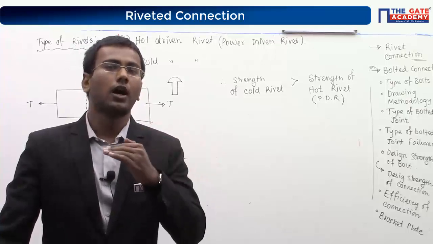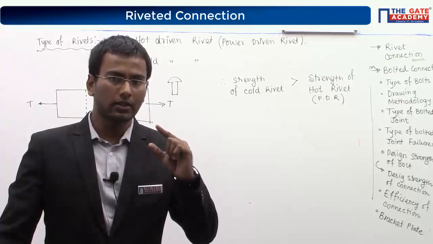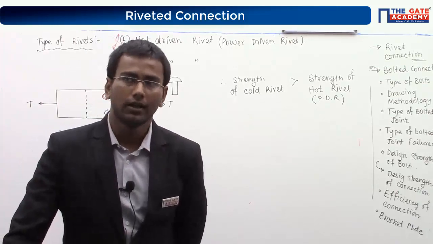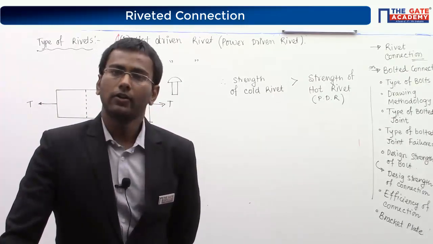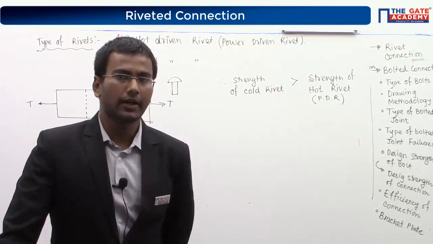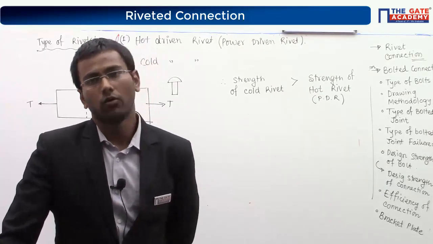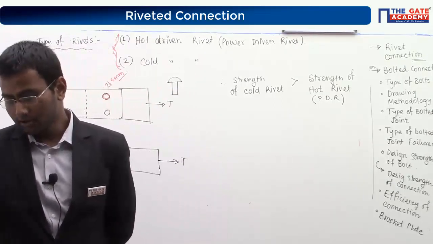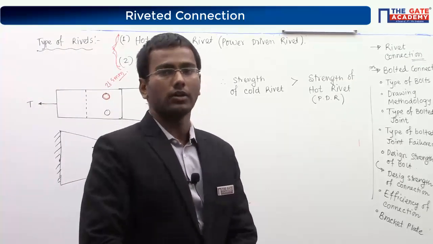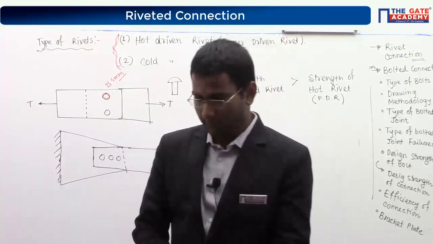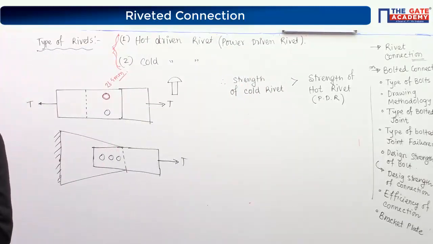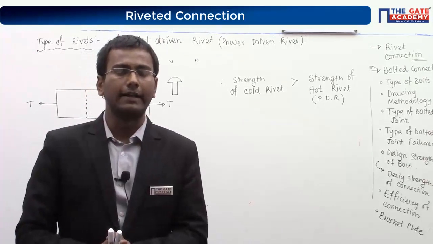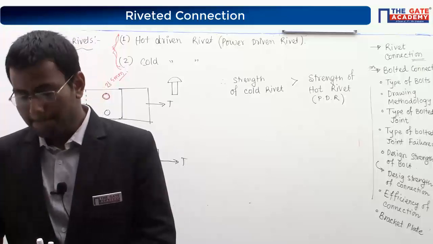Why? Because after cooling down, in hot riveting there is a loosening, there is a gap between the hole and the plate. Now, sir, I know hot riveting has less strength. I know this thing. Now the question comes to my mind: then why is hot riveting done in practice? In civil engineering, why is hot riveting done? If it gives you less strength, why is it required?